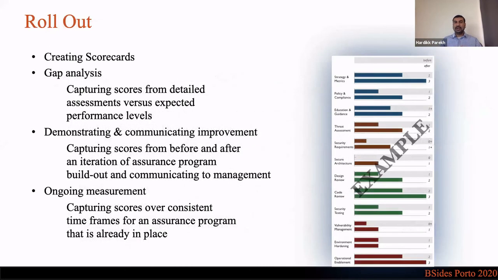After you implement, you need to start rolling this out, and create and update scorecards at regular intervals by capturing scores from before and after an iteration of the assurance program build out, and communicate progress to the management. I have personally used these scorecards to demonstrate and communicate security improvements to the highest level of management in the companies I worked at. This helped management visualize the progress in overall security improvements. So this is very important to continue to get their buy-in.